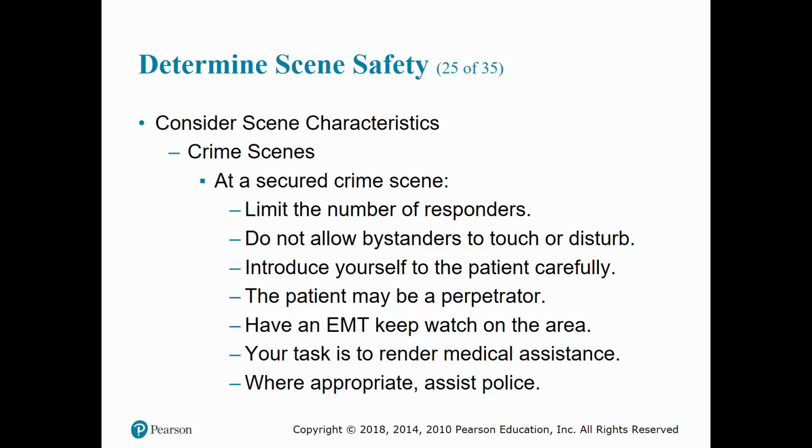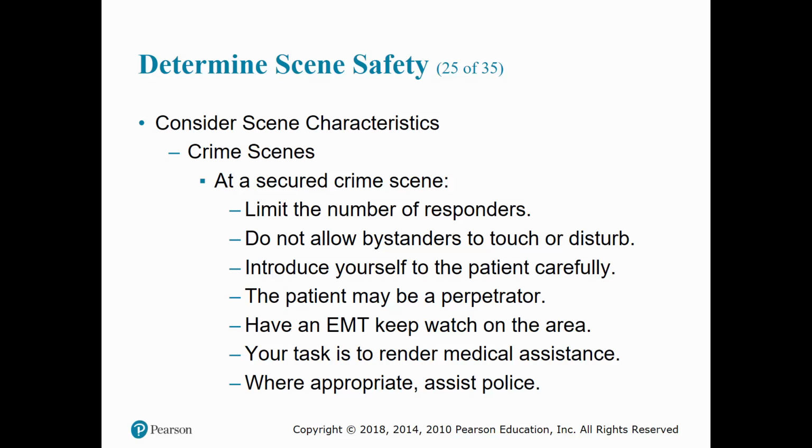Be alert to the possibility that the patient at the crime scene may not always be simply a victim, but also a perpetrator. Keep track of the patient's hands in a hostile situation. Be prepared for the possibility that such a patient may suddenly reach for a weapon. If possible, have one EMT keep a constant watch on bystanders and the surrounding area while you work on the patient to alert you if a scene begins to turn dangerous.